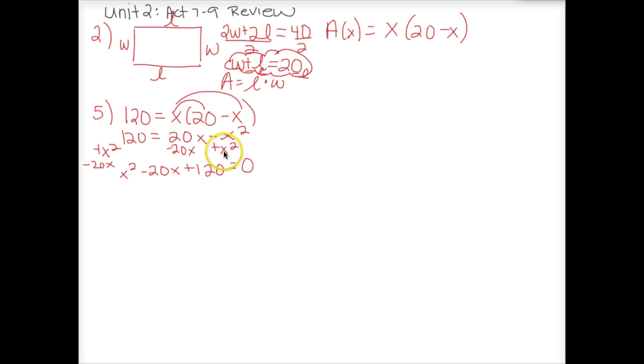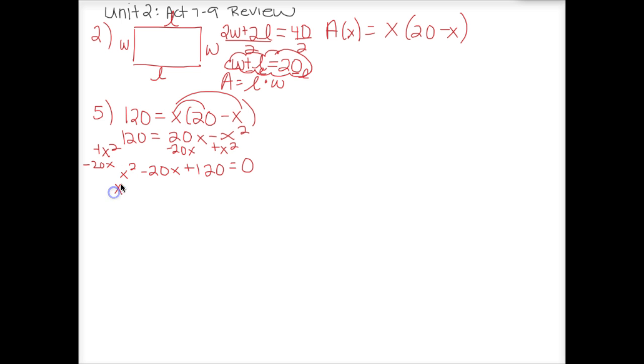Now, when I want to solve this, I cannot factor it because there's nothing that multiplies to a positive 120 and adds to a negative 20. But because my a value is 1 and my b value is even, the easiest way is to complete the square. You could also use the quadratic formula here if you wanted.